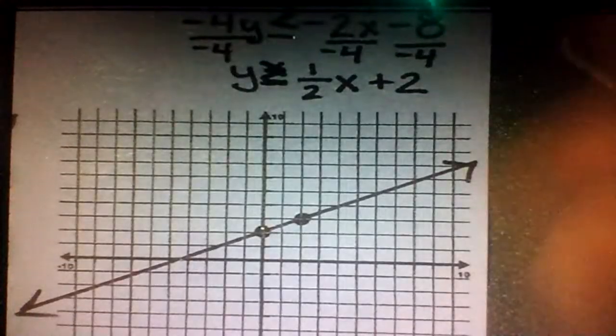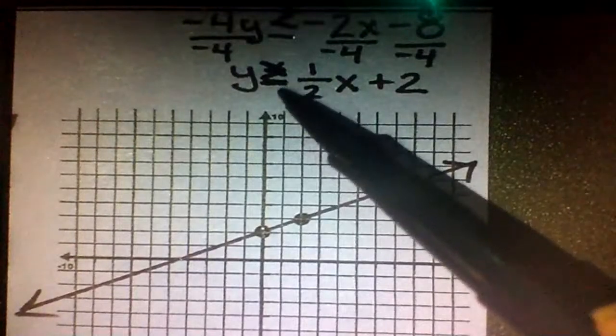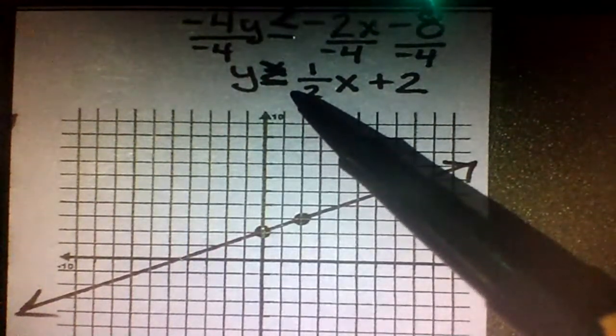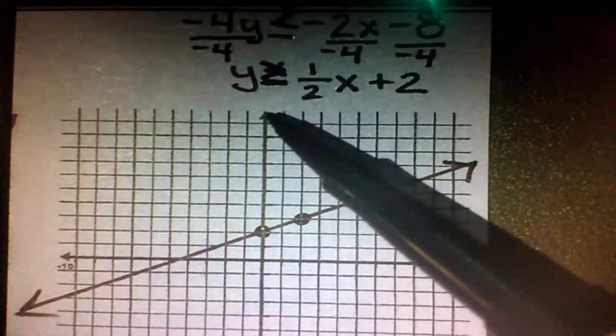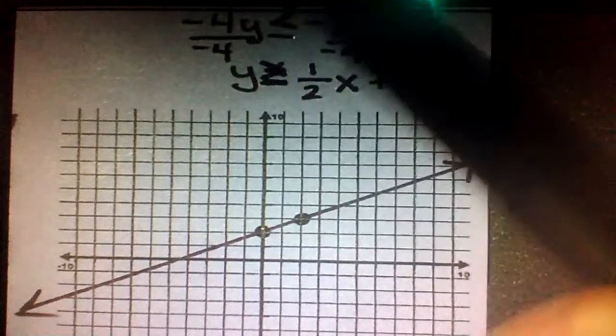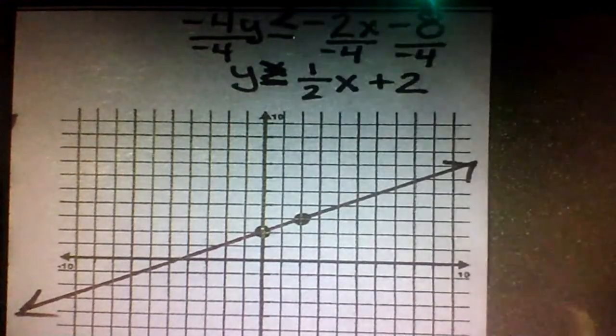Okay, so again, the recap. This equal sign right here tells me that my line is solid. Yeah, we had to flip it because we divided by that negative 4. And now I'm greater than, which means I shade above.